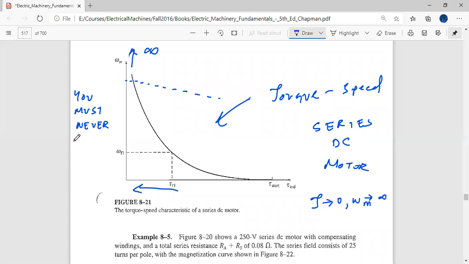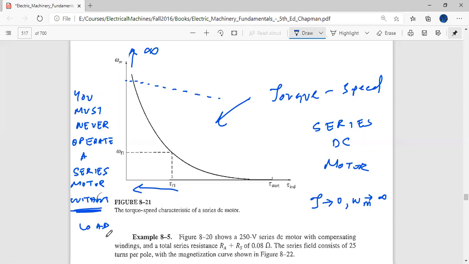you must never operate a series motor without a load. Okay, so always remember this. This is a question you may be asked in a job interview. So we must never operate a series motor without a load. If someone says this, and why is this so?